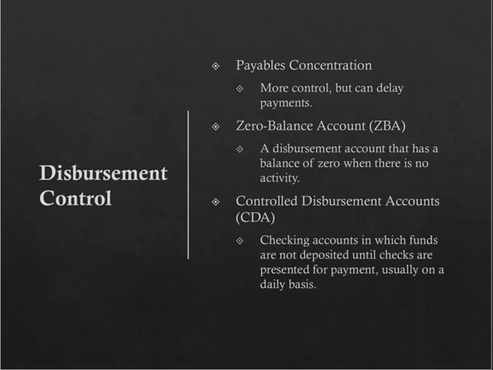Controlled disbursement accounts are checking accounts where funds aren't dispersed until the checks are presented for payment on a daily basis. The bank will send the business a file of checks and say, here were the checks that were presented to the bank for payment. Can you approve these checks? Essentially, authorize their payment. So it's not only a timing of cash issue, but it also is a security issue.